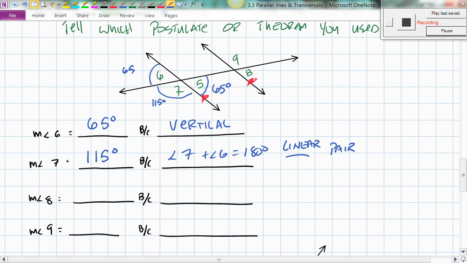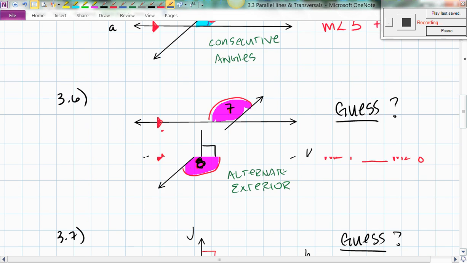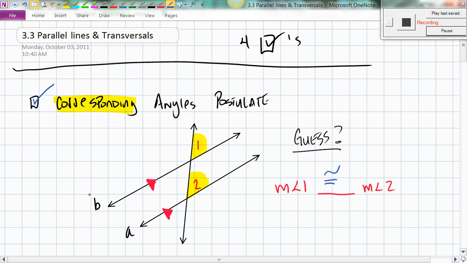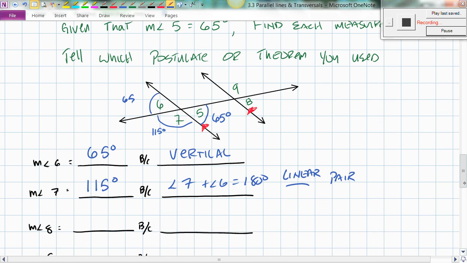No? Angle 5 and angle 8 are what types of angles, Rocio? Do you remember this from the front? What kind are they? Corresponding. What do we know about corresponding angles? They're congruent, so let's go back to our problem here. Angle 8, what do you think? Yeah, how come? Because they're corresponding. Very good.